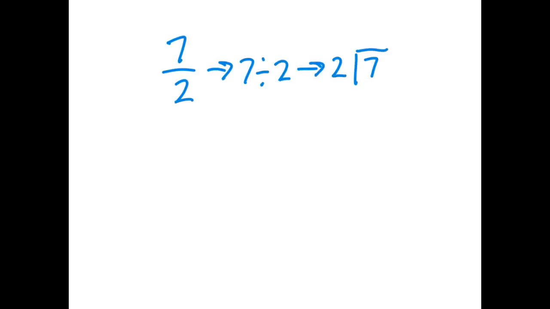Let's do another example. I have 7 halves. 7 divided by 2 is the same as 7 divided by 2. 2 times what will give me something close to 7? That's 3. I subtract. I have 1 out of the 2 left over. So 3 1/2 is the same as 7 halves.